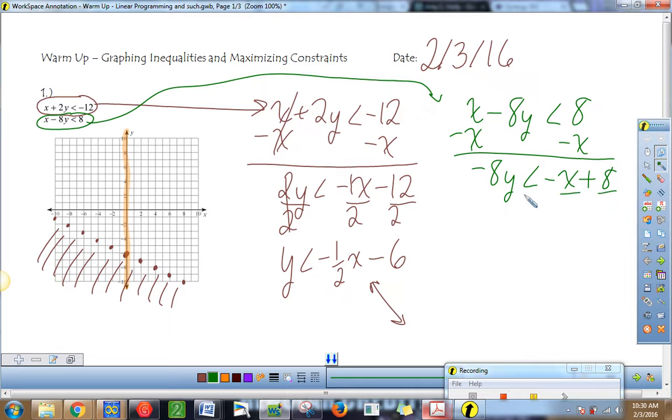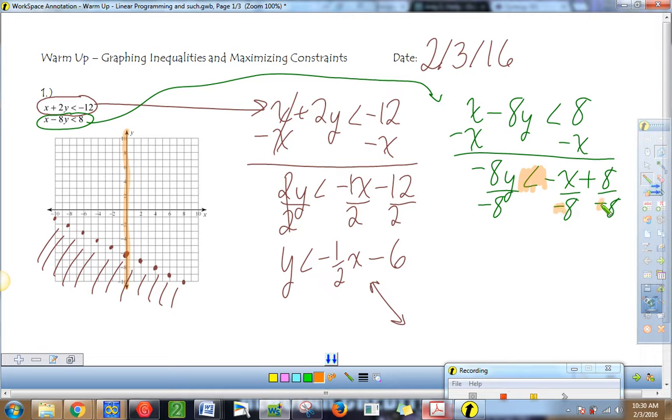Divide by negative 8. What does that mean? What happens? The sign has to flip because you are dividing by a negative. Okay? Got to do it. Negatives alter which way you're moving on a number line. That's all negatives are. It's changing which way you're moving on a number line. So instead of less than, this is going to be greater than.